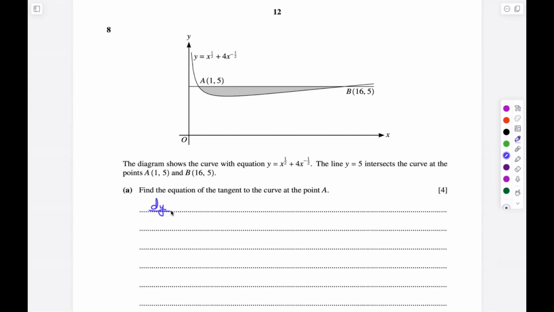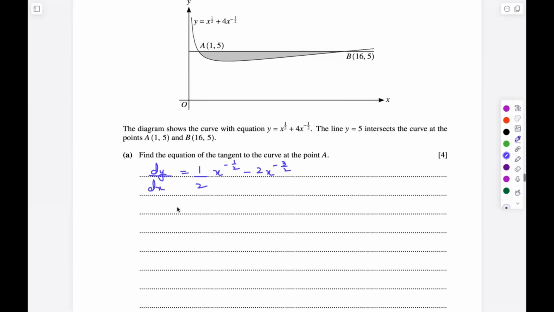To find the gradient, we'll find dy/dx of the curve. So dy/dx will become 1 upon 2 x to the power minus 1 upon 2, and multiplying minus 1 upon 2 by 4, that will become minus 2 x to the power minus 3 upon 2. We can write it as 1 upon 2 square root of x minus 2 upon x to the power 3 upon 2 for dy/dx.